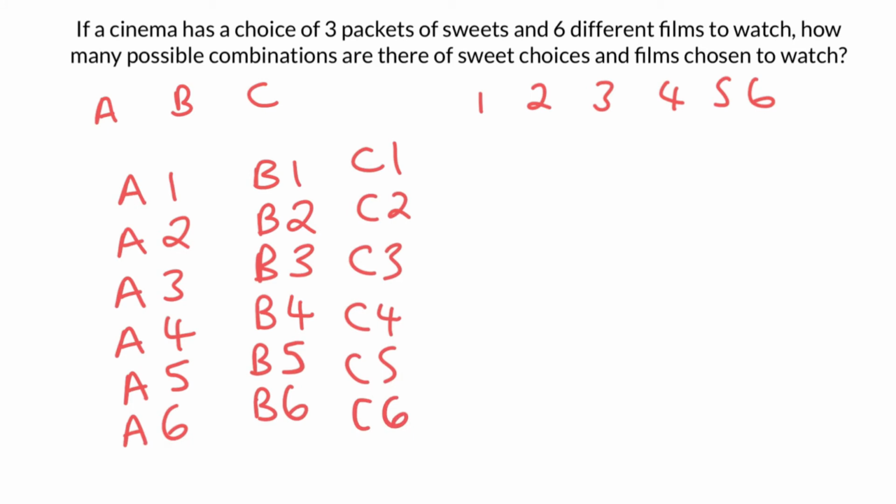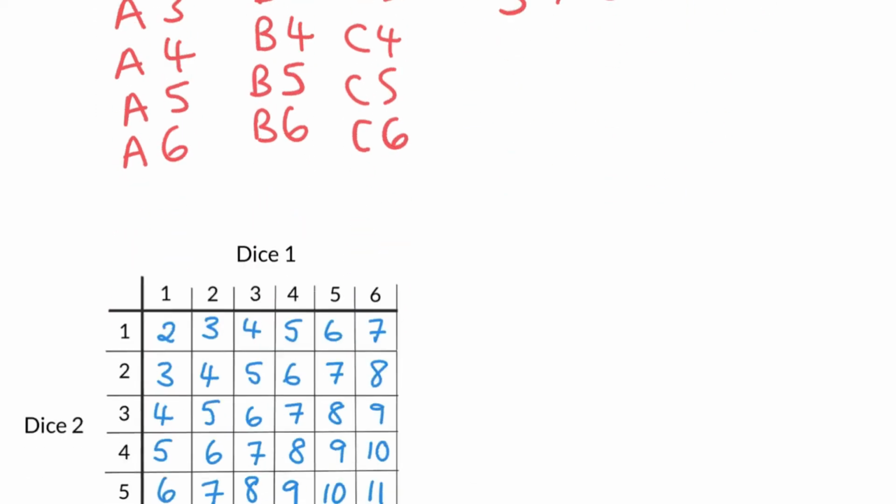So that shows us that there are 18 possible combinations from 3 sweet choices and 6 film choices. So in a question in an exam, you can write out all these options, or you could do the 3 sweet choices times the 6 film choices is 18 options. Another way to show this is to put it in a sample square.